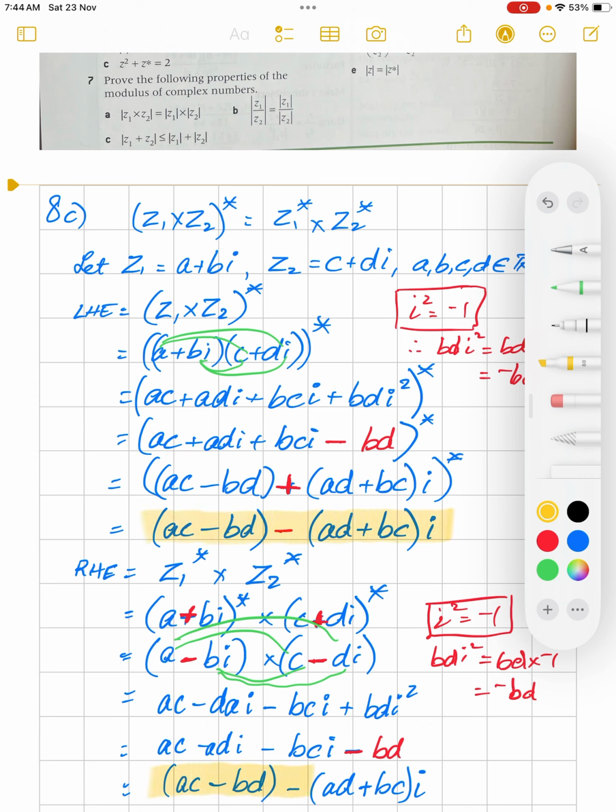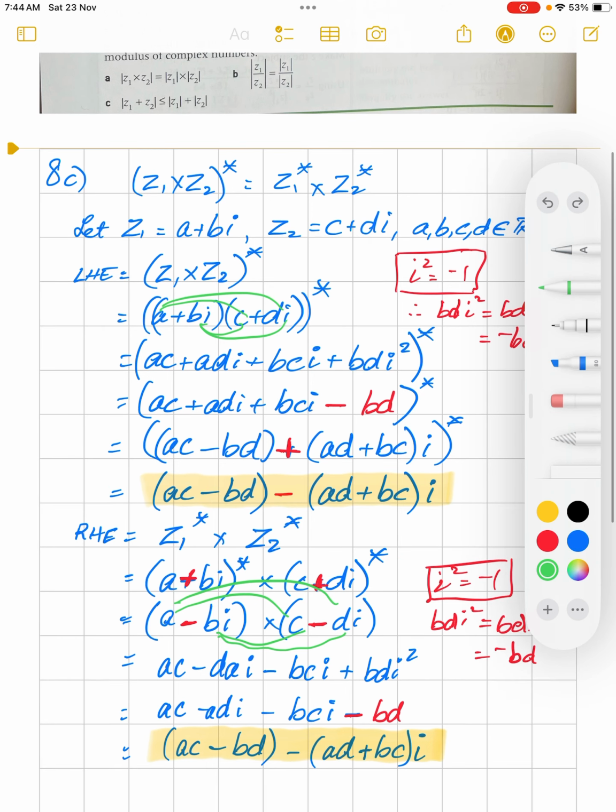These two, the left-hand side and the right-hand side, are identical. So therefore we could say, I'll just put a little bit more space here, and let's say therefore the left-hand expression equals the right-hand expression.